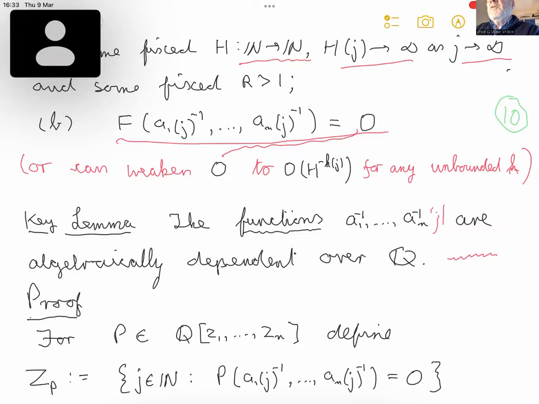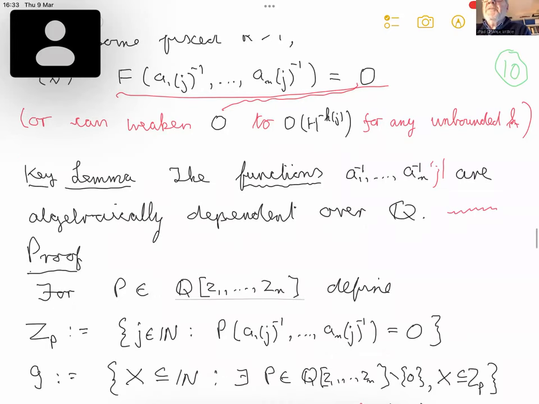Okay. And of course, you have to use some transcendence theory. You have to use the fact these are inverse integers. It's obviously not true for arbitrary sequences of reals. Okay. So the proof of this, which, let's see, how are we doing? Oh, yeah, I should be able to do this in time. I'm going to do a fairly obscure proof.